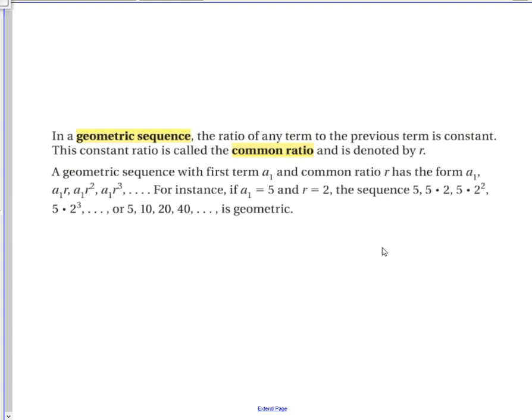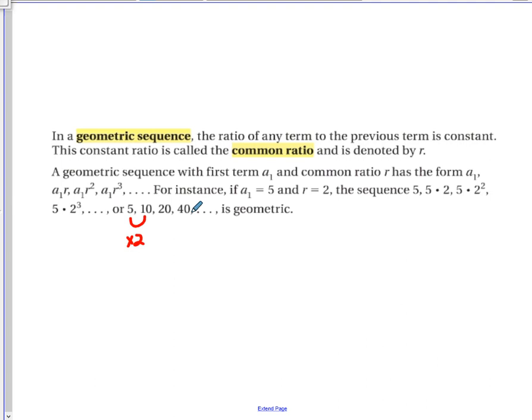The first term of a geometric sequence is usually called A1, just because it's the first term. It looks really complicated, but I promise it's not. It shows as A1 times R, A1 times R squared, and so on. Basically, if we had a first term of 5, each time we moved up in this pattern, you would multiply by 2. So 5 times 2 is 10, 10 times 2 is 20, 20 times 2 is 40.